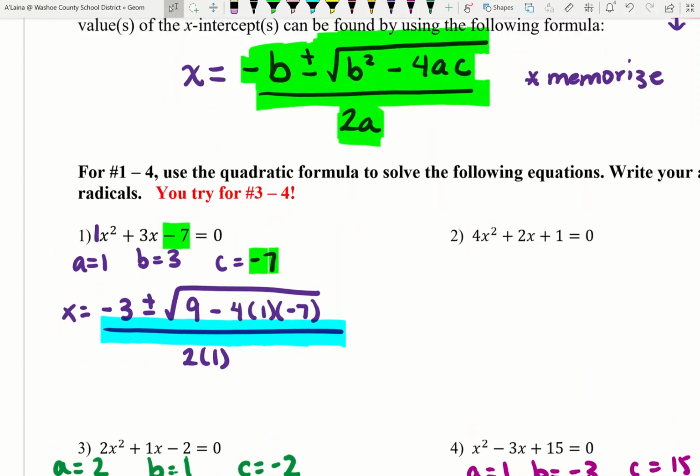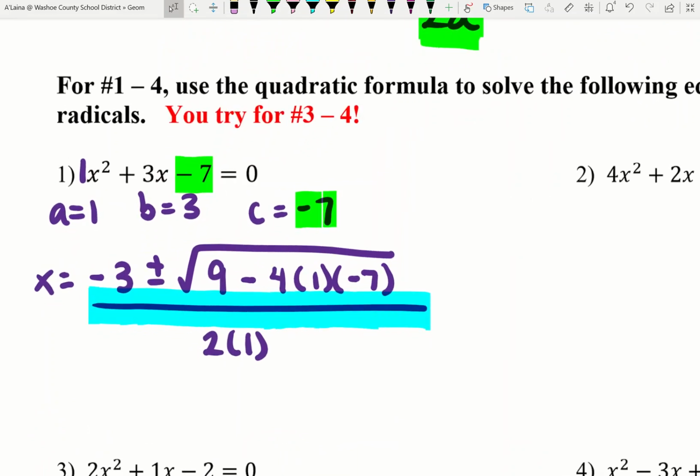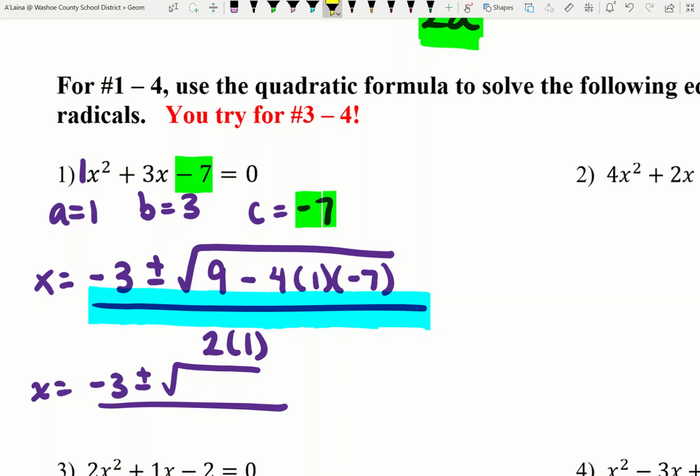I know this looks a little intimidating, but we're just going to go ahead and simplify this. It's not near as bad as you might think. First of all, a lot of this can just be written down again. Now, simplifying inside the square root, we do have to follow order of operations, which says that we need to do multiplication before we do addition and subtraction. By the way, you could actually type this whole thing into your calculator, because calculators will do order of operations. So you could type 9 minus 4 times 1 times negative 7. It'll give you the same answer. But if you don't have a calculator, you can still do this.